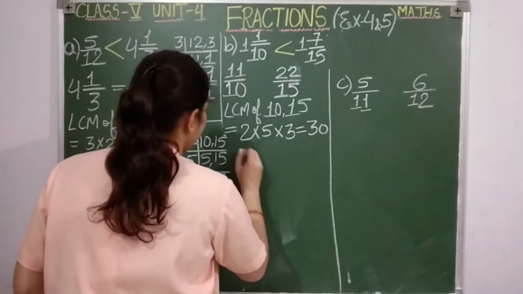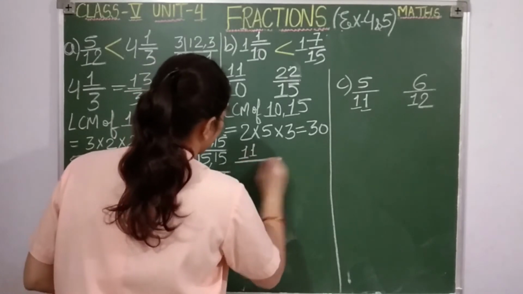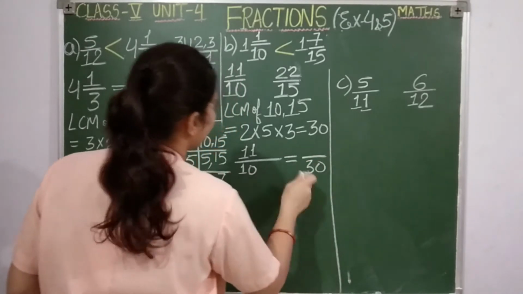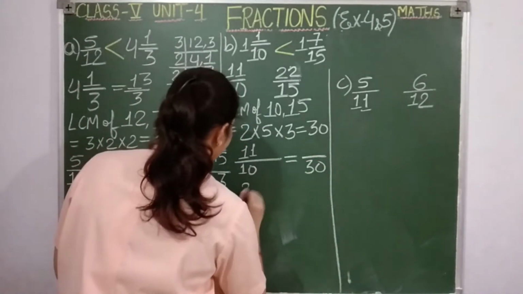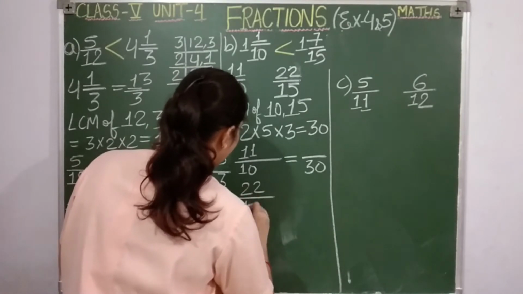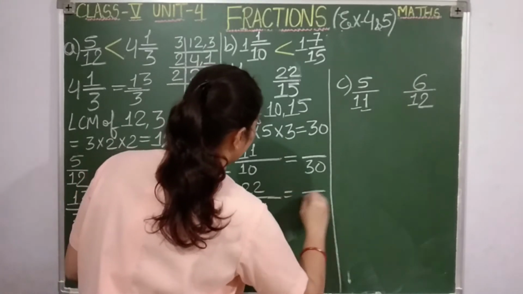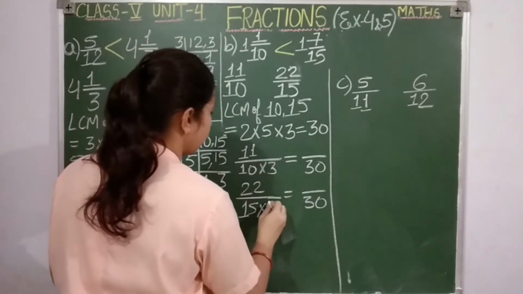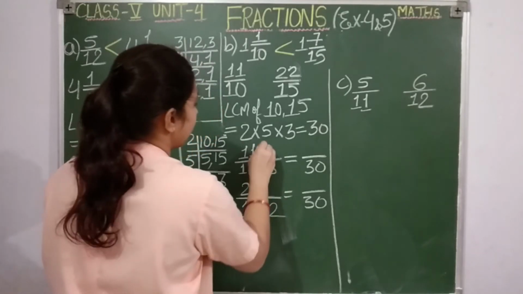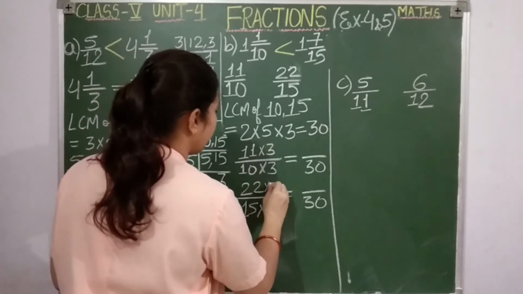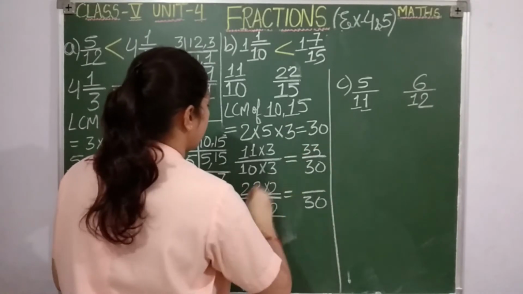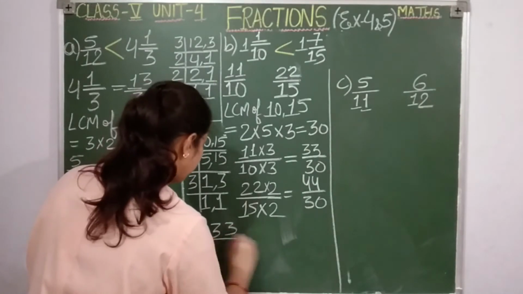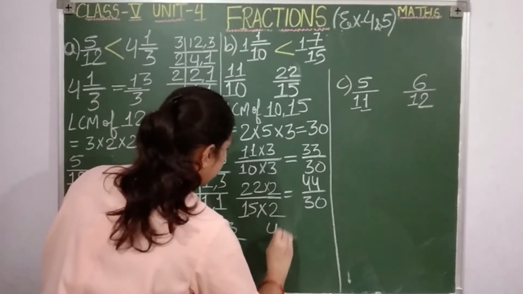No problem. Let us take 11 by 10 first, and we have to multiply it with such a number so that the denominator 10 will become 30. Same for 22 by 15, students. We have to multiply 15 with such a number so that the denominator is equal to 30. Clear? Now see, 10 3s are 30, 15 2s are 30. Same number multiply with the numerators also. So 11 3s are 33. 22 2s are 44. So what I got, students? I got 33 upon 30 and 44 upon 30.